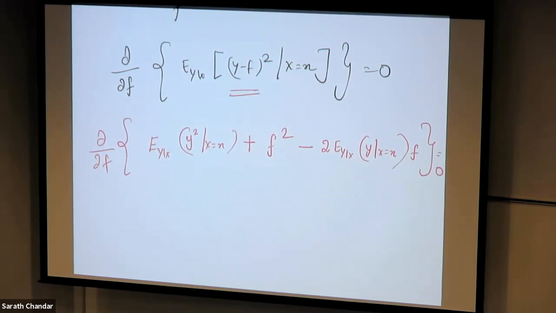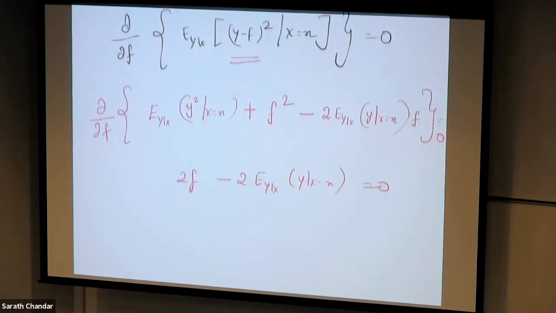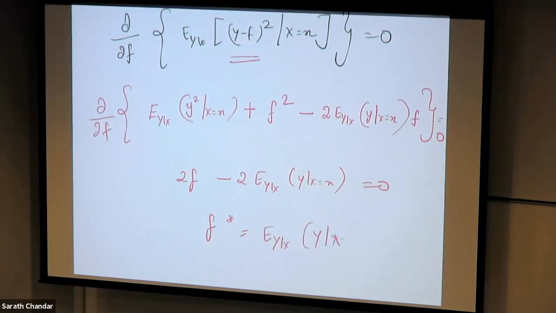Now I can differentiate these terms. You can see that the first term doesn't have any f, so the derivative is 0. The second term has f squared, so this becomes 2f minus 2 times the expected y given x is equal to x, is equal to 0. Now the best possible function that you could find is simply the expected value of y given x is equal to x.